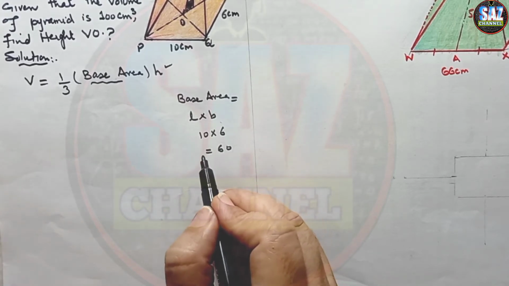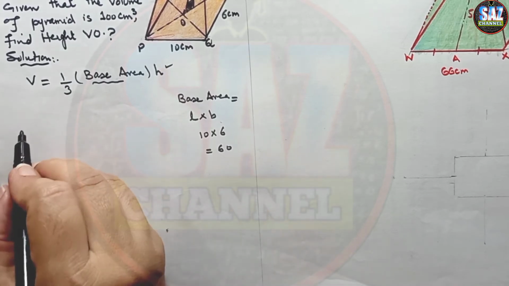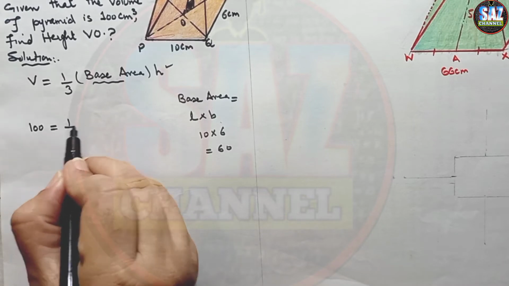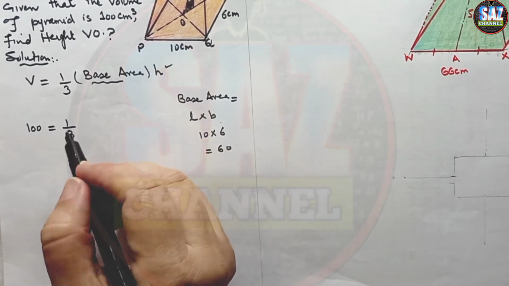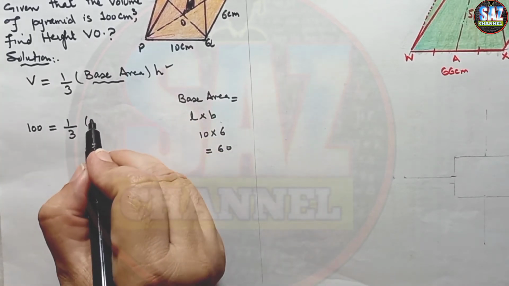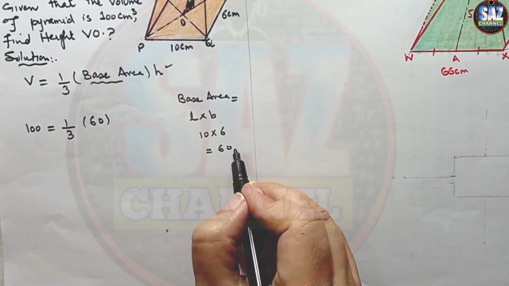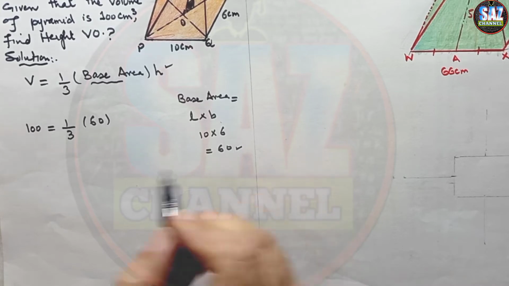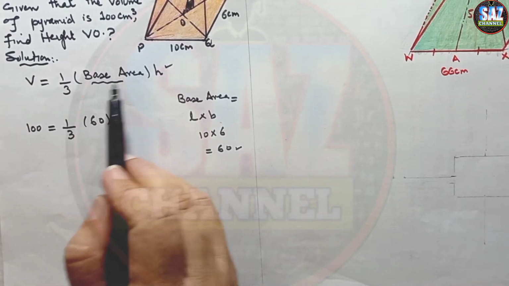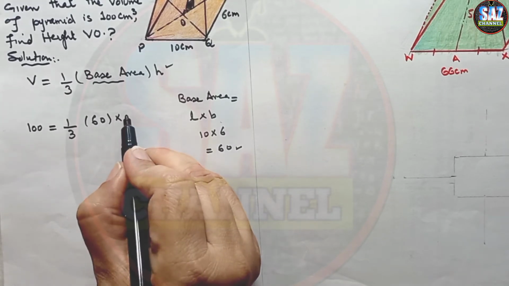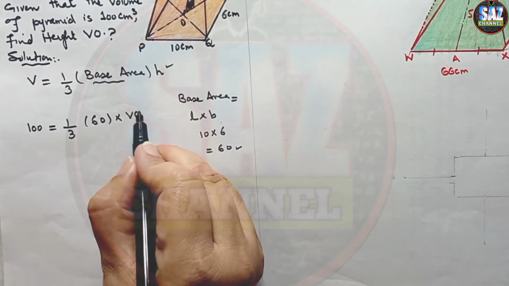Now what we have to do is that answer for the volume which is given in the question is 100 equals to 1 by 3 into 10 times 6 is 60. That we have done the calculation here. You must have to show calculation either on the side of the page or you have to perform the working in this part of the question. And height, which is V to O, which is unknown. Let me write it V to O.